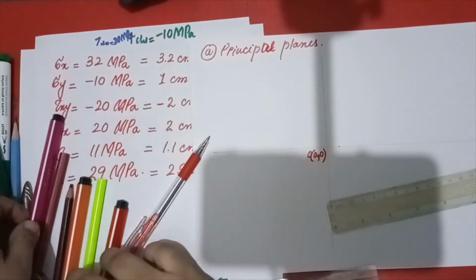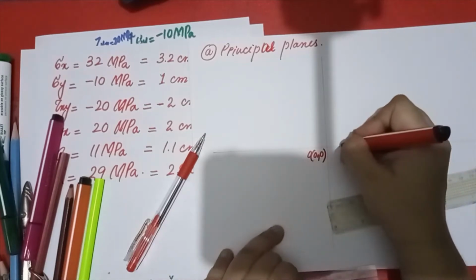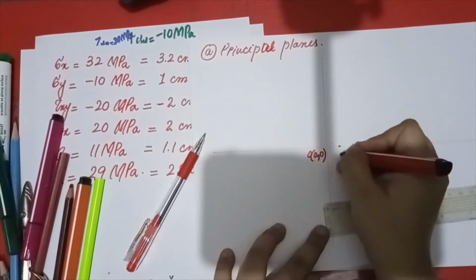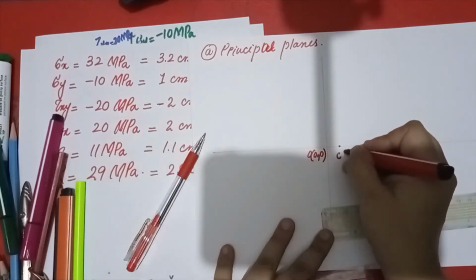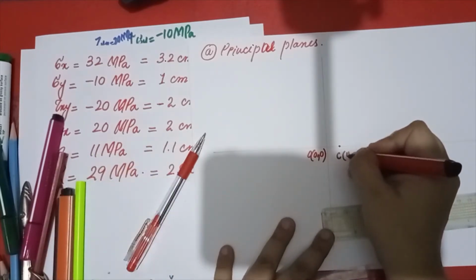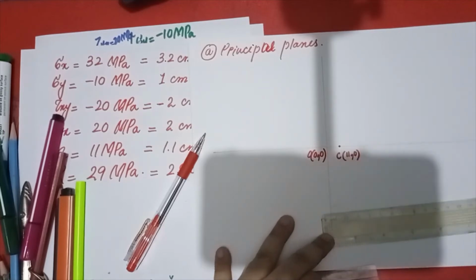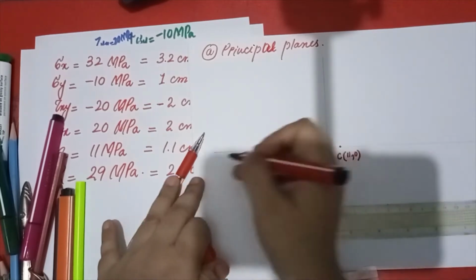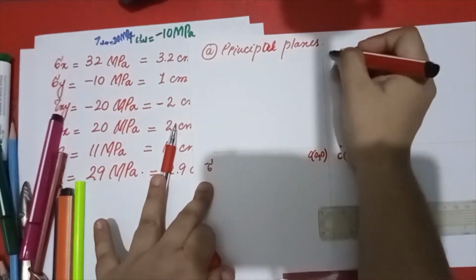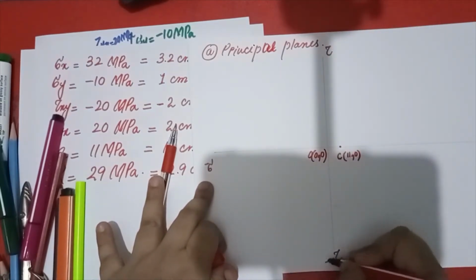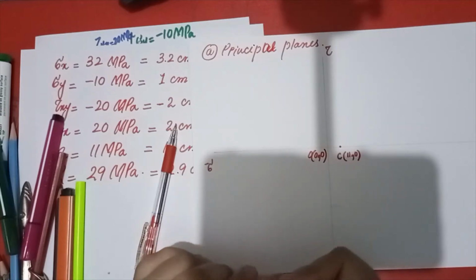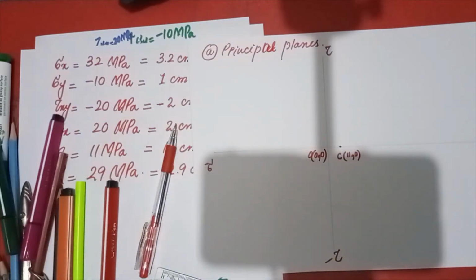So this will be the point C, and C is like 11 comma 0. It means 11 MPa. This is sigma, this is negative sigma, normal stress, tau, shear stress, and this will be negative shear stress. In the next step, I have to draw the circle.